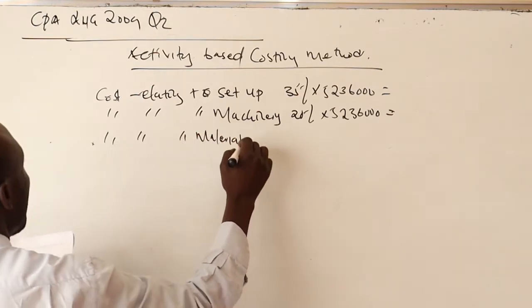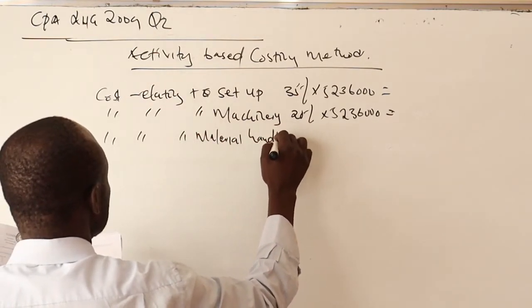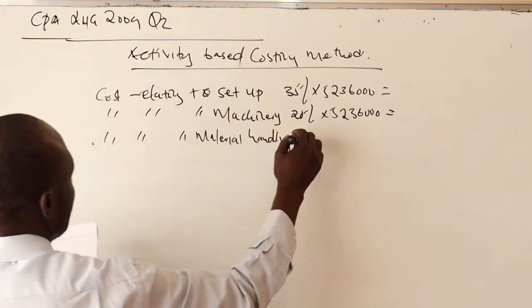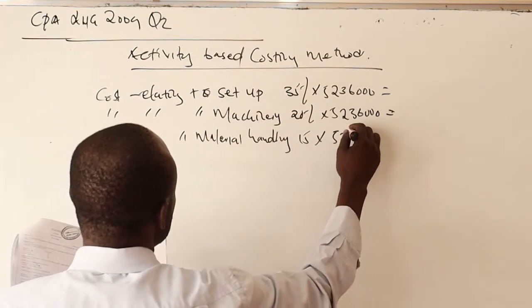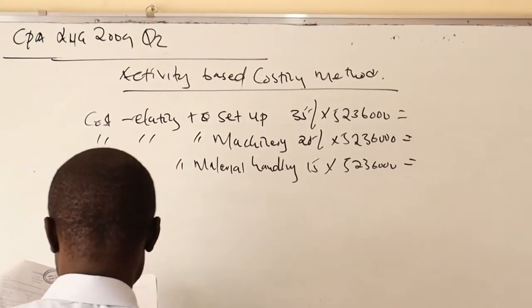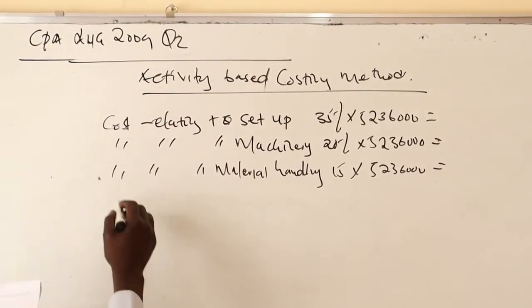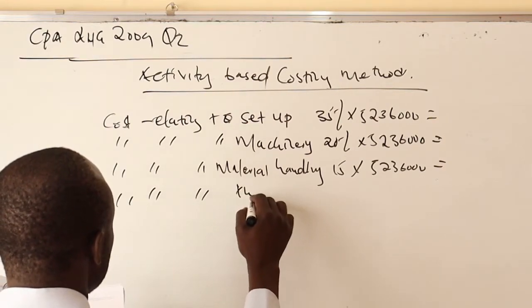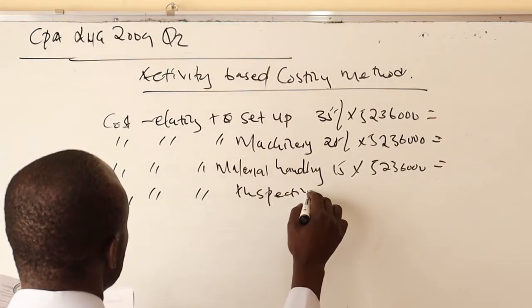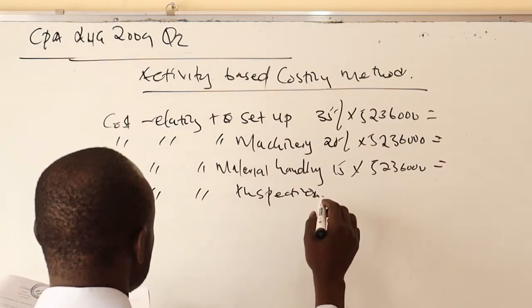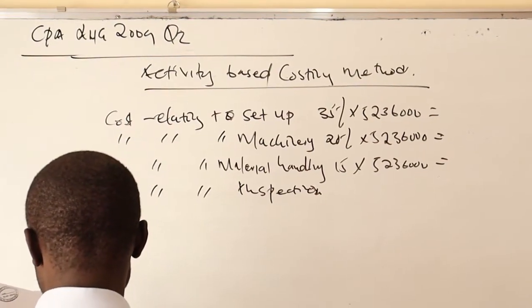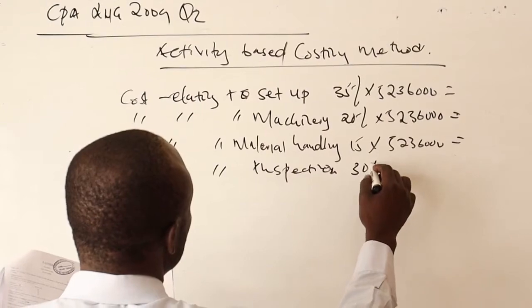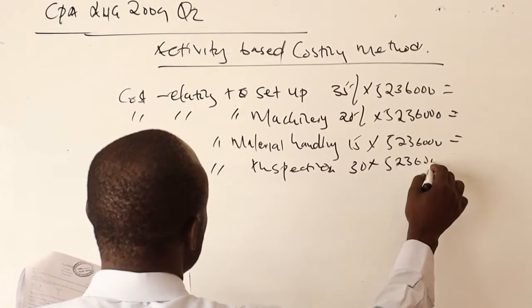Cost relating to material handling is 15% of 5,236,000. Cost relating to inspection is 30% of 5,236,000.